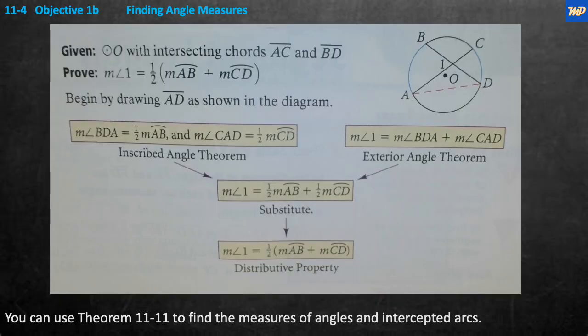Objective 1B, finding angle measures. Given circle O with intersecting chords AC and BD, which are easy to see here on the right, prove that angle 1 is equal to half of the sum of arc BA and arc CD.